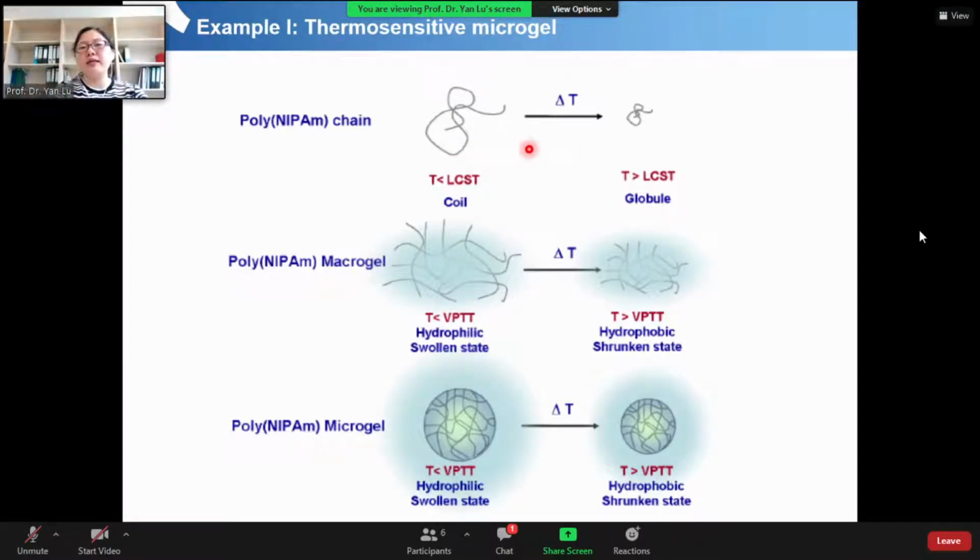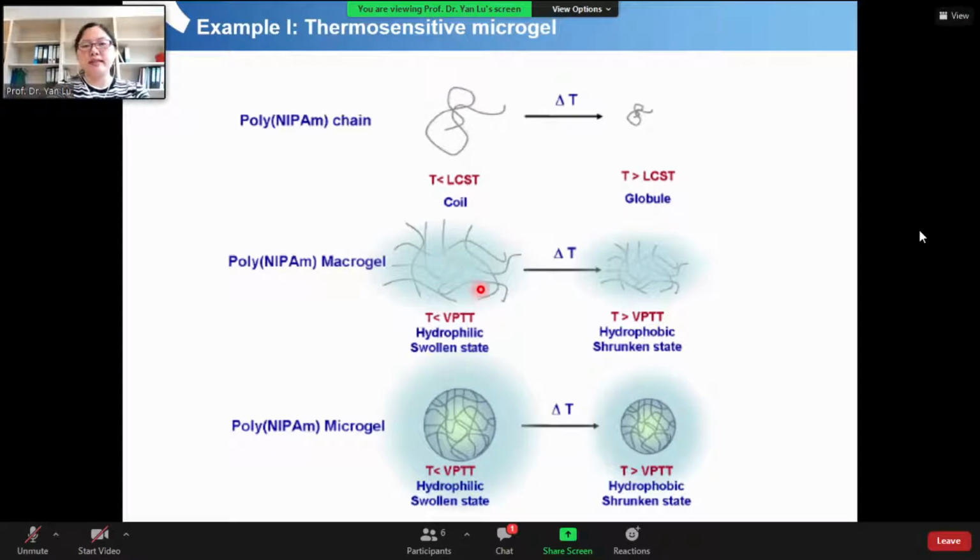And when we are at a higher temperature, higher than this phase transition temperature, then the polymer chain will collapse, then you have a globule polymer chain state. And on the other side, of course, you can also have polymer networks in a macroscopic state. So normally it's called macrogels. So it means in bulk, macroscopic networks.